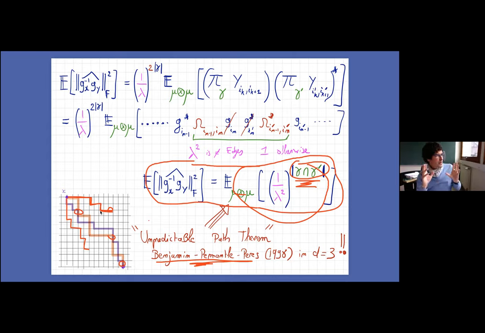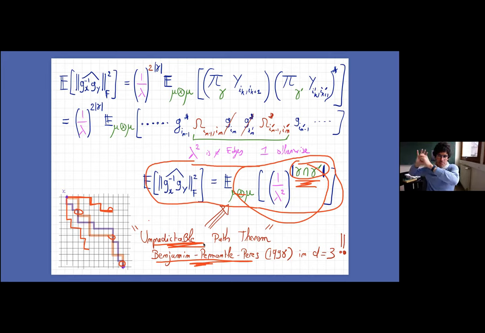So let me just tell you maybe an input. It's not going to construct anything for you, but at least it tells you what this word unpredictable path means. Benjamini, Pimentel, and Perez were interested in the following question. Imagine you want to build a path, a one-dimensional random walk, which will have the following feature. At time k, you are allowed to look at all the history of your trajectory x0, x1, ..., xk. Your goal is that, given all this knowledge of the trajectory up to time k, it's very hard to predict where your path will be at time k plus n.